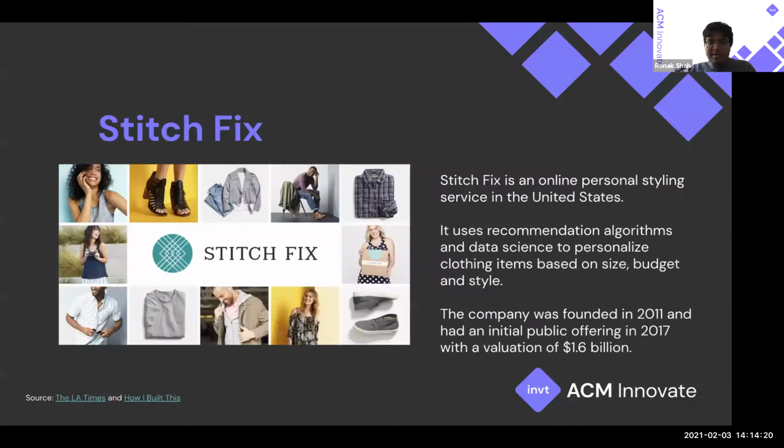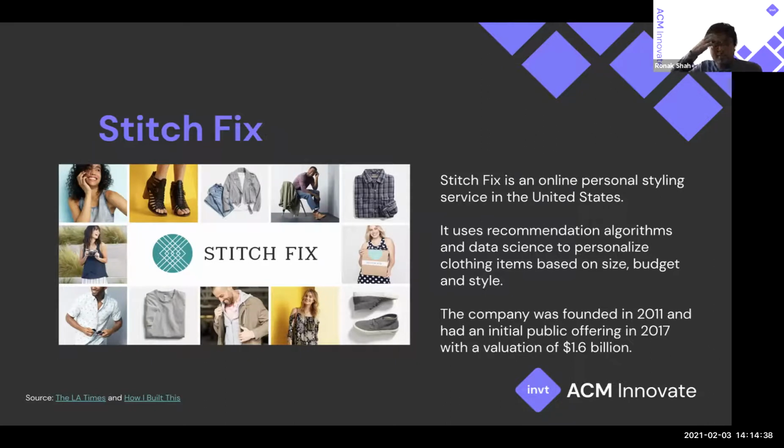So let's talk about a different example where they use other people. We're going to talk about a company called Stitch Fix. Stitch Fix is a company that does online personal styling. It uses recommendation algorithms and a lot of data science to personalize clothing items based on size, budget, and style. It's a $1.6 billion company doing very well.